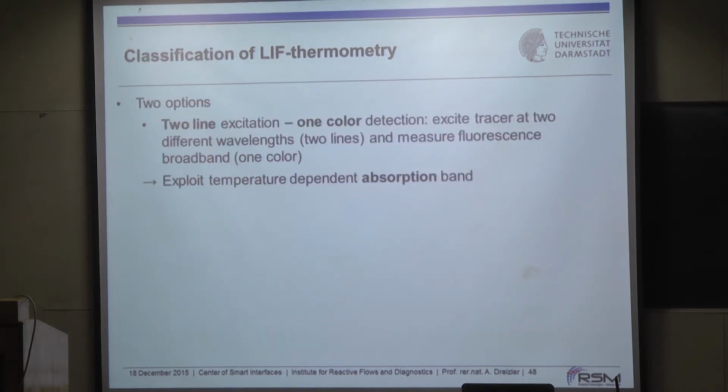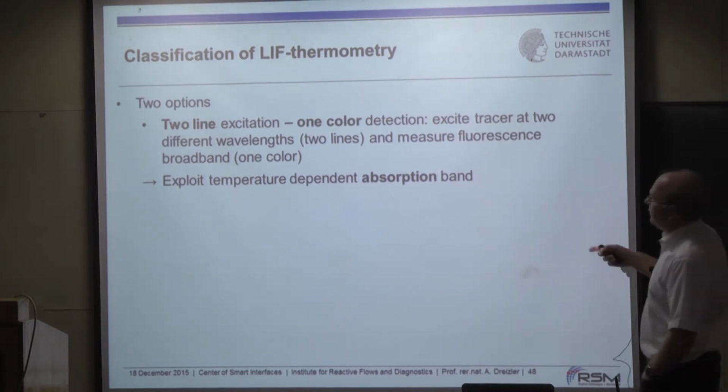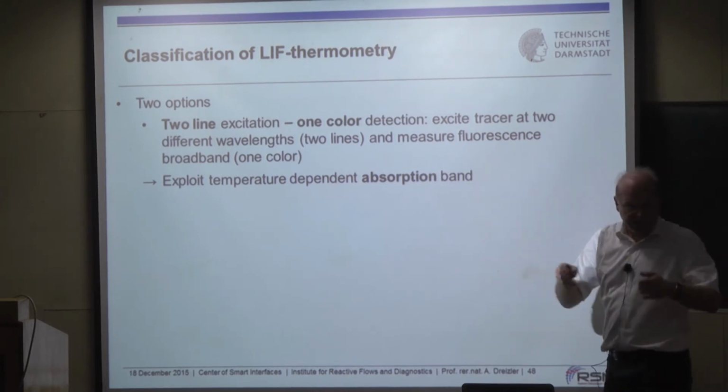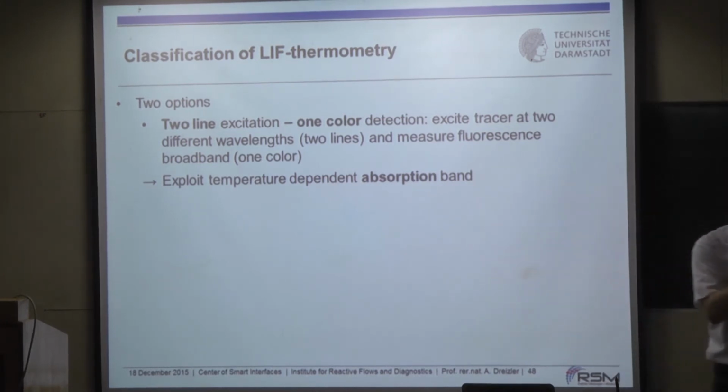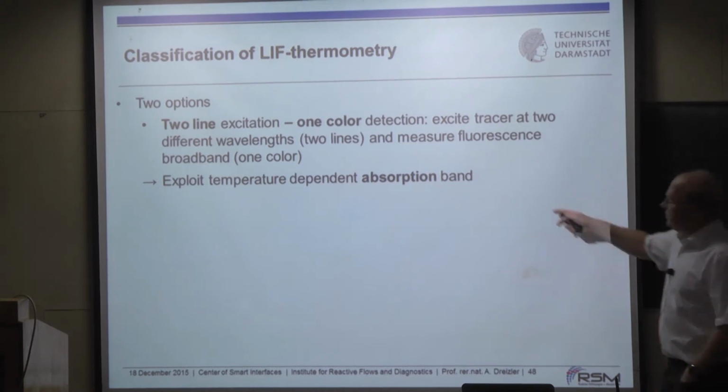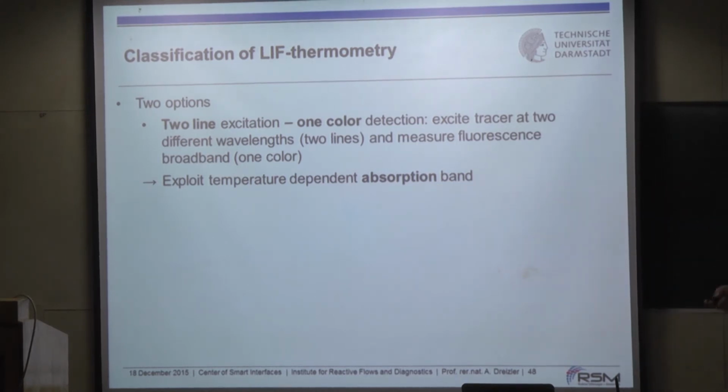One option is you have a two-line excitation, meaning two lasers, and you have one-color detection, which means that you have as well two detectors, and they are not measuring simultaneously. One laser and one camera fired, and then maybe a few hundred nanoseconds later, the second one. And therefore, you exploit the temperature-dependent absorption band. But here, you have, again, a number of practical issues.